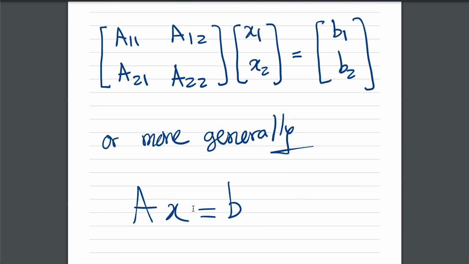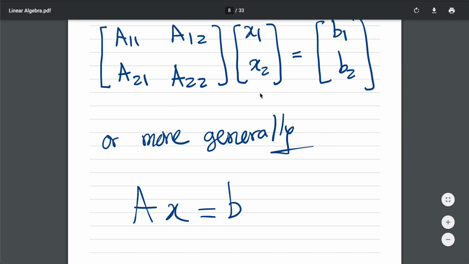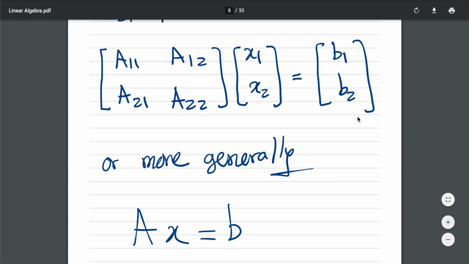More generally, systems of linear equations can be written in this compact matrix vector format, where A is a matrix, X is a vector, which is unknown, and B is another vector, which is known. In this case, this is our A, this is our X, and this is our B.